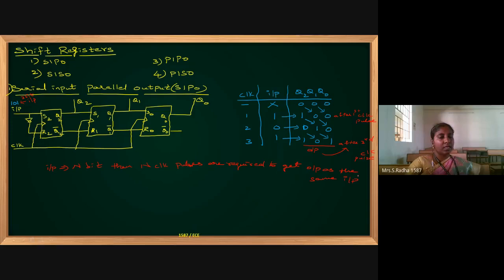Here in serial in, parallel out, only one thing I want to make a note of. N clock pulses are required in serial in, parallel out shift register to get the output. This is the thing I wanted to discuss.